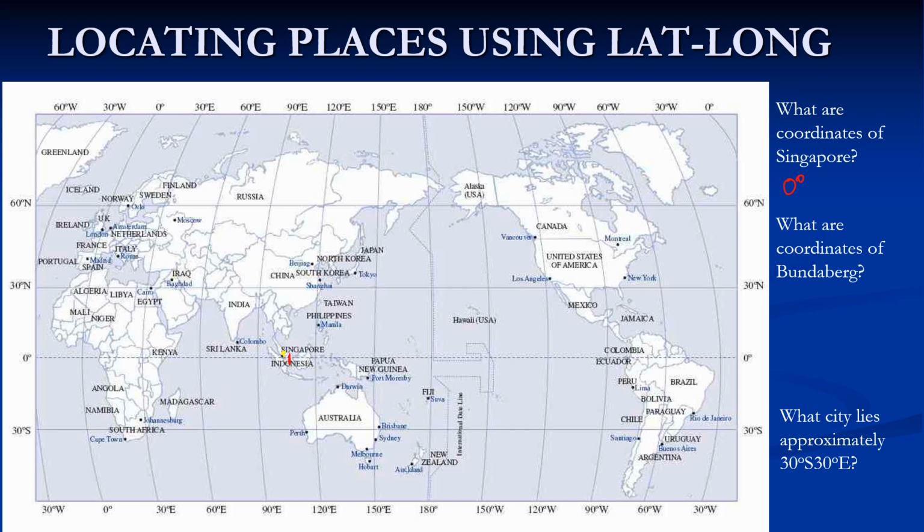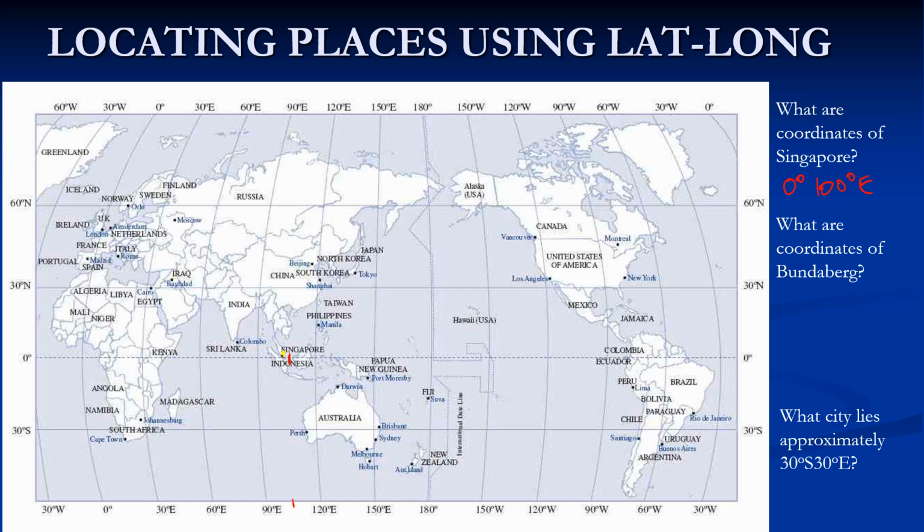Now that's halfway, and halfway between 90 degrees and 120 degrees is 105. So let's say, well, it's probably just a little bit less than that. So let's have a roundabout guess at 100 degrees east.